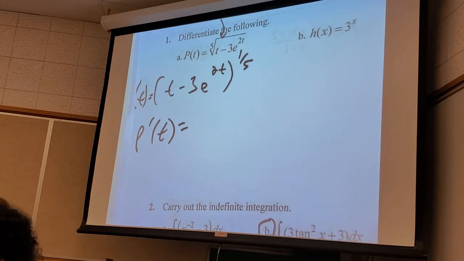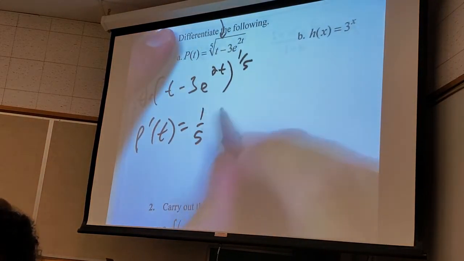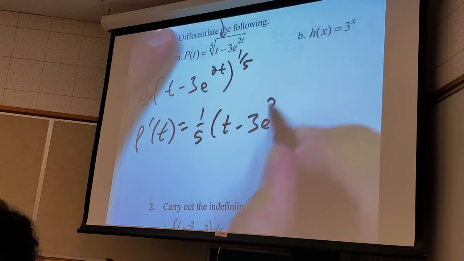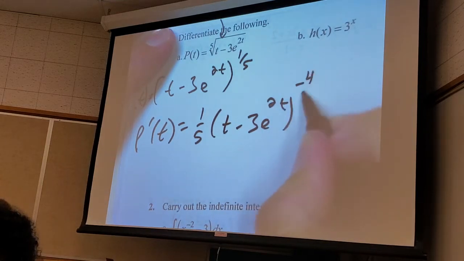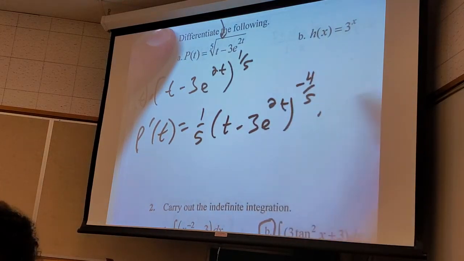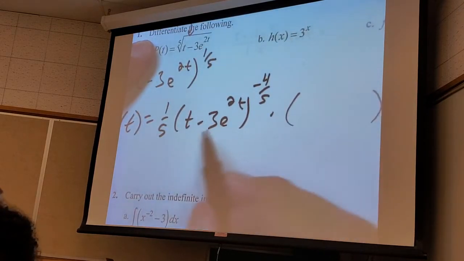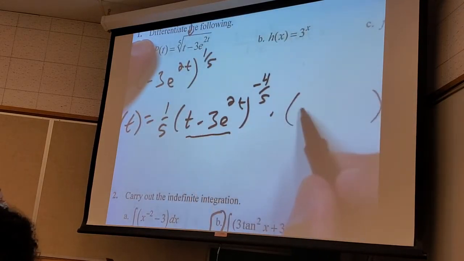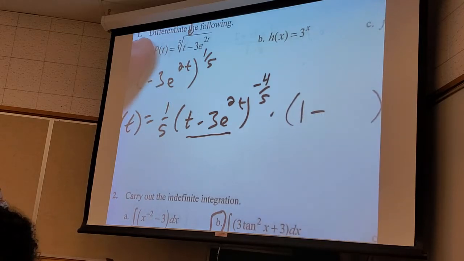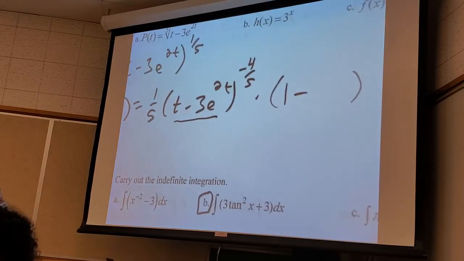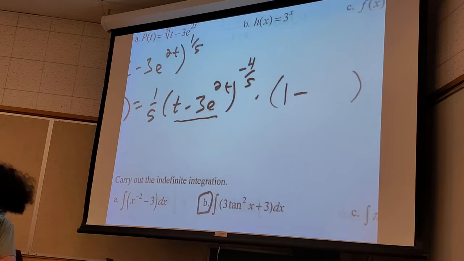It's crazy. So 1/5 comes down. Stuff is now to a -4/5 power. But then, of course, what comes into play? Chain rule. So what's the derivative of the inside? 1 minus 6e to the 2t. All right, so you can do 3e to the 2t times 2.